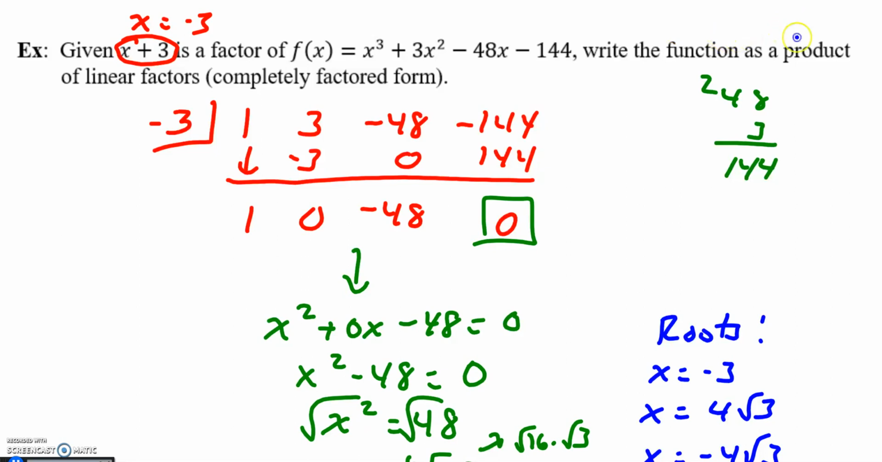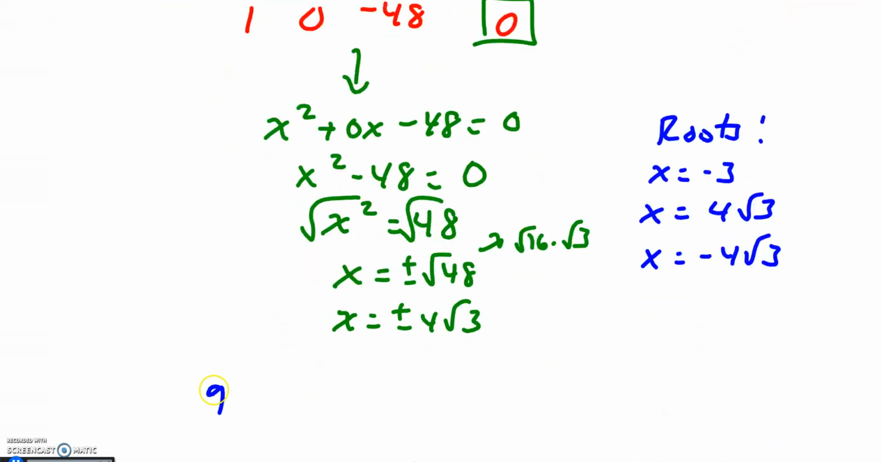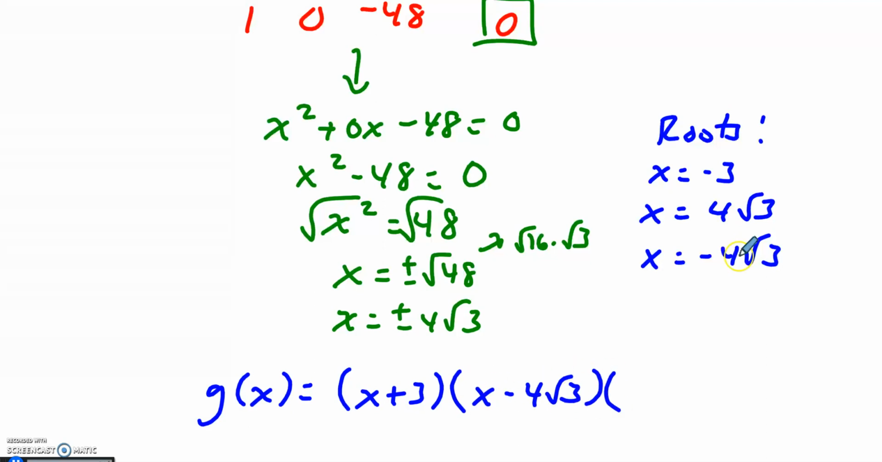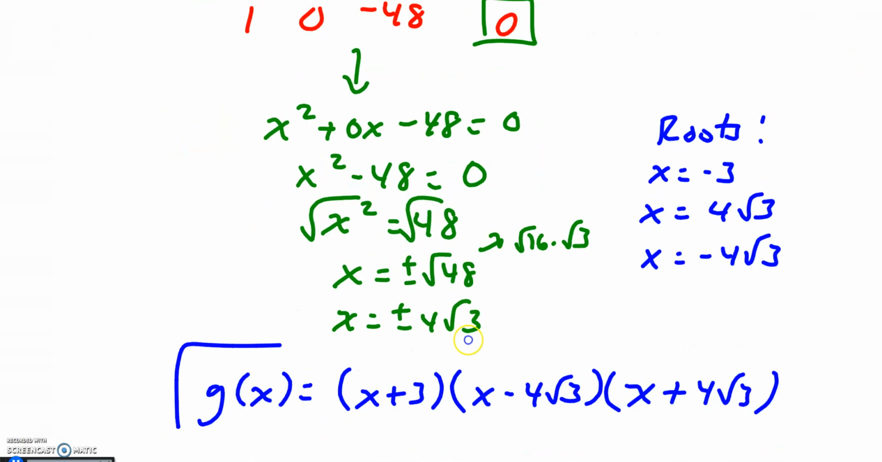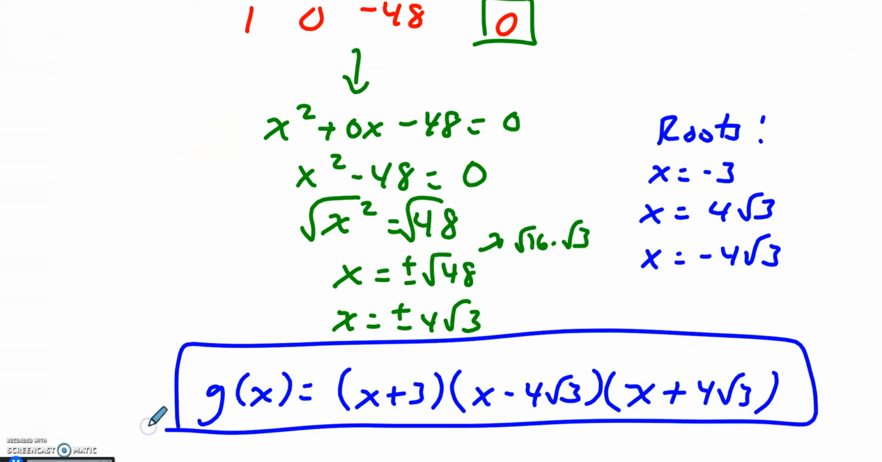If I would like to write my answer as a product of linear factors, that means we want everything in this x plus 3 format. So my function would be, working backwards: if my root is -3, it came from x plus 3. If my root is positive 4√3, it came from x minus 4√3, and negative 4√3 as a root came from x plus 4√3. And just to check back, yes, we want completely factored form. We do not need to multiply this out, so this would be my final answer for this problem.